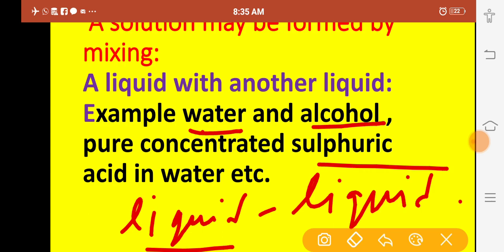Similarly, suppose in your laboratory you are getting pure, that is concentrated, sulfuric acid. Concentrated sulfuric acid is in liquid form. If you want to make dilute sulfuric acid, then you have to add that sulfuric acid into the water, and what will form, my dear? Dilute sulfuric acid will form. So here concentrated sulfuric acid and water are both liquid, so it comes under the example of a liquid solution in which both components are liquid.